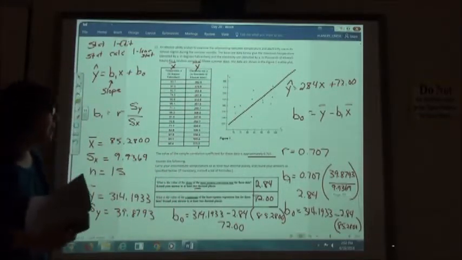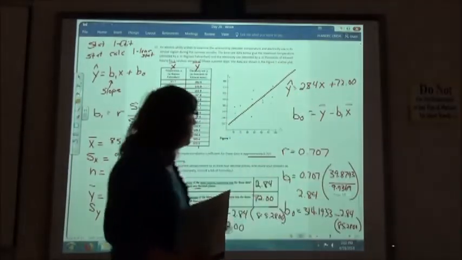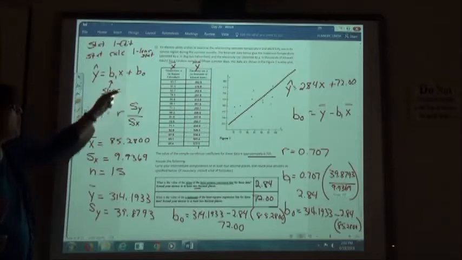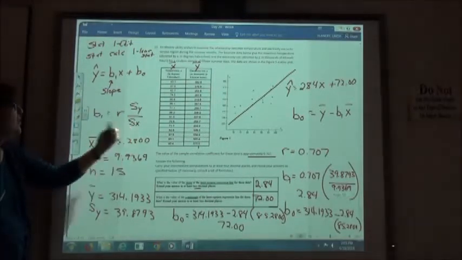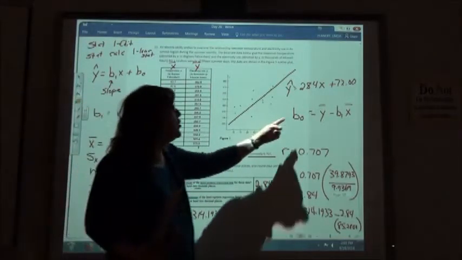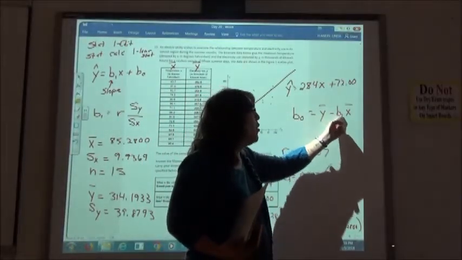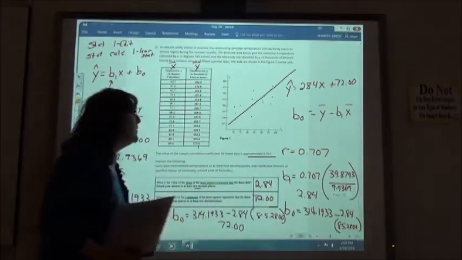So two parts to that. You're going to find the slope by taking r times the standard deviation of y divided by the standard deviation of x. And then you're going to find your y-intercept by taking the mean of y minus the slope times the mean of x.